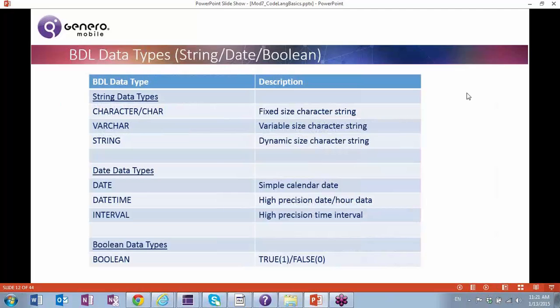So here's some of our BDL data types that we've been talking about, just to get a better feel for data types that are available. We have 2 or 3 different types of string data types. We have our traditional character or char. BDL understands either definition, so you can define something as a character with it all spelled out, or you can just define it as a char, and it will understand what you're talking about either way. So as you can see, a character data type is a fixed size character string.